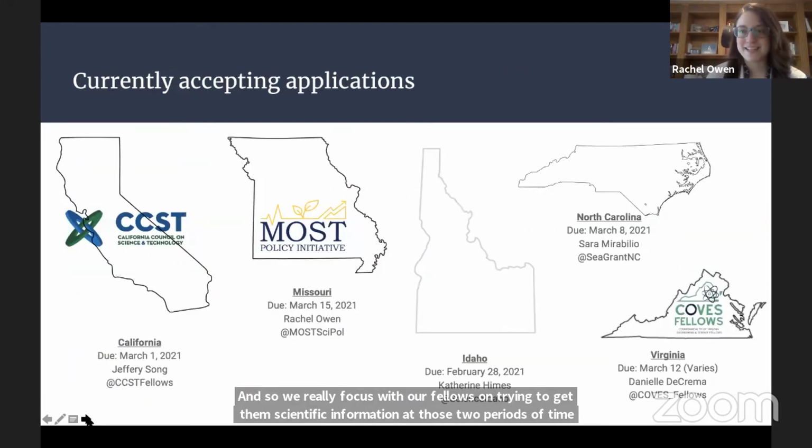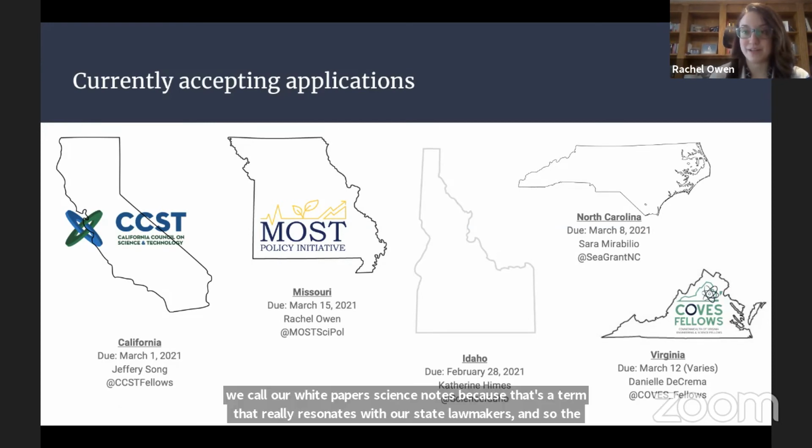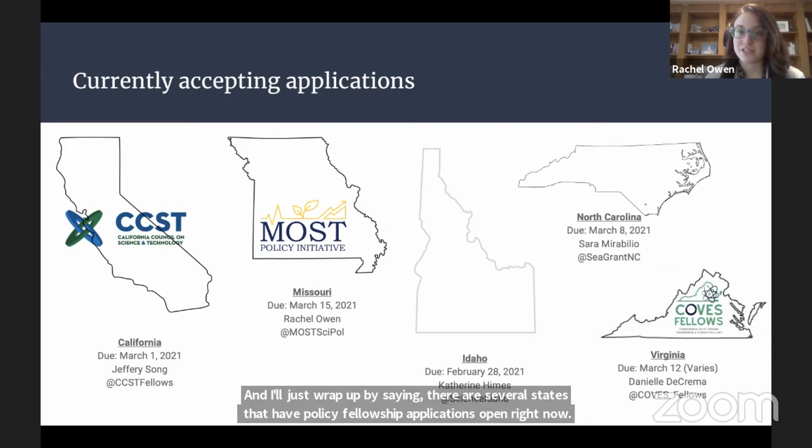And I'll just wrap up by saying there are several states that have policy fellowship applications open right now. California's are open until March 1st. Here in Missouri, ours are open until March 15th. Idaho has applications open for their second cohort now until February 28th. In North Carolina, they're accepting applications for their second cohort due on March 8th.